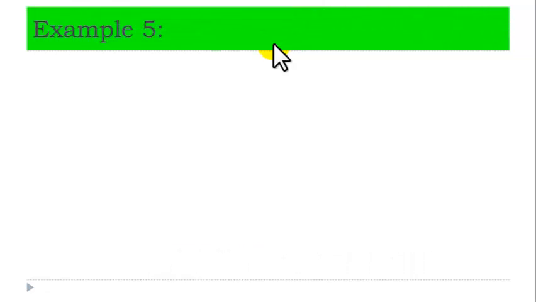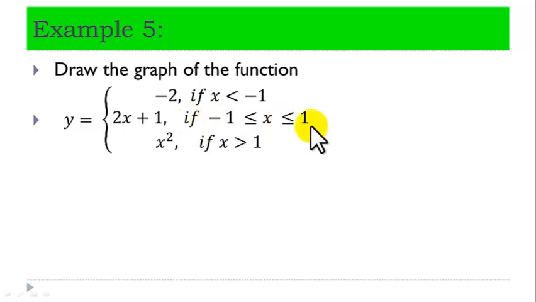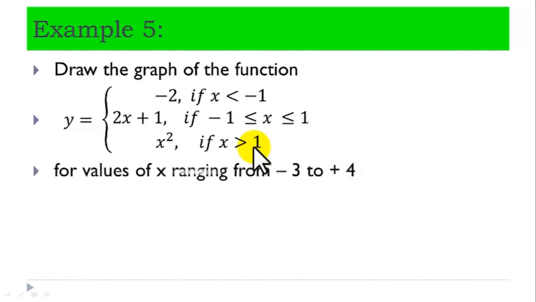Example 5. Draw the graph of the function y equal to -2 if x is less than -1, y equal to 2x plus 1 if x is greater than or equal to -1 and less than or equal to 1, y is equal to x squared if x is greater than 1, for values of x ranging from -3 to +4.